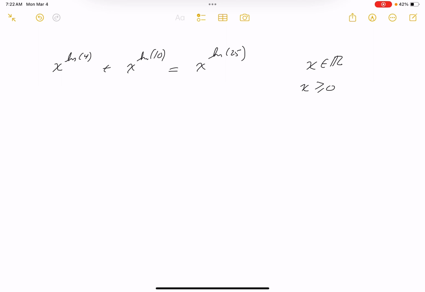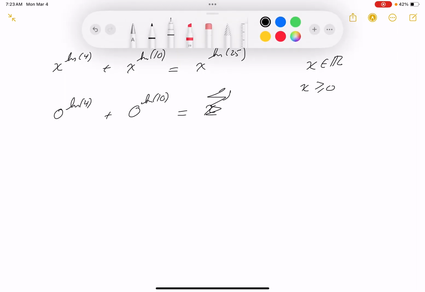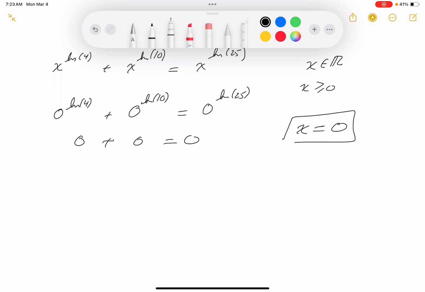One solution I see right off the bat is 0. Because 0 to the ln 4, the natural log of 4 is a positive number. 0 to the natural log of 10, natural log of 10 is a positive number. Let me get my eraser out. It's going to be 0 to this positive number, ln 25. And this is going to be 0 plus 0 equals 0, and that's certainly true. So this is what some people call a trivial solution to the problem.